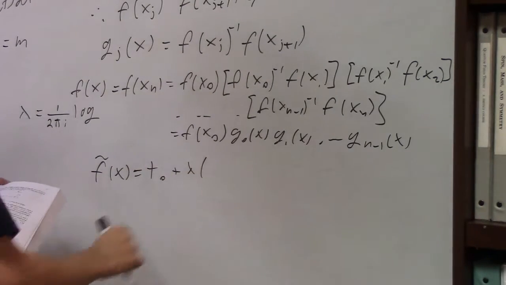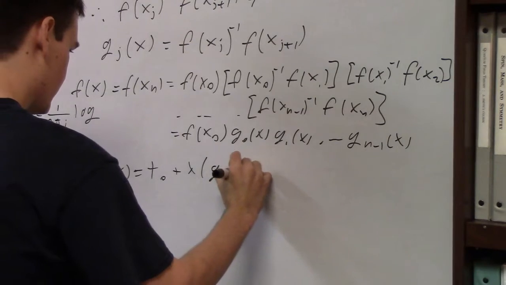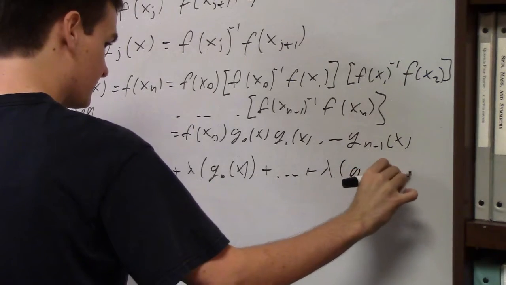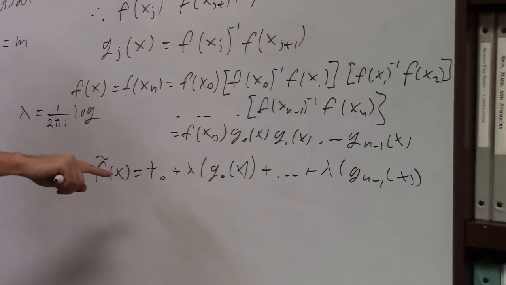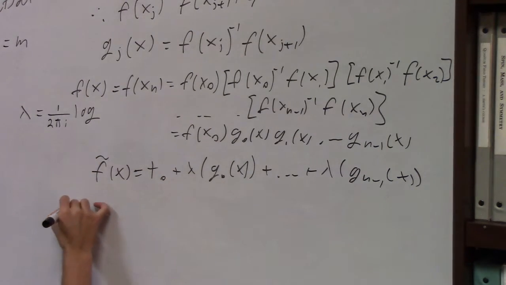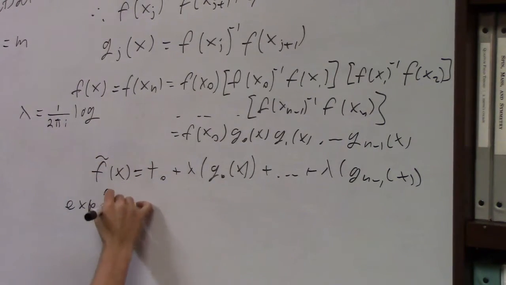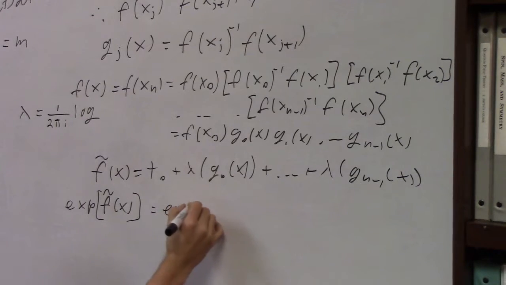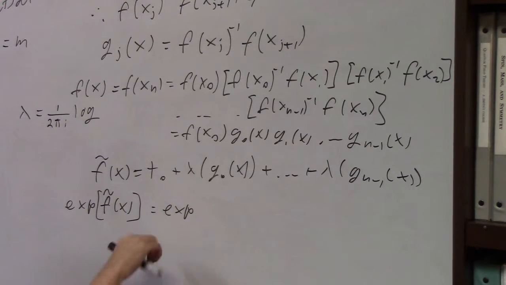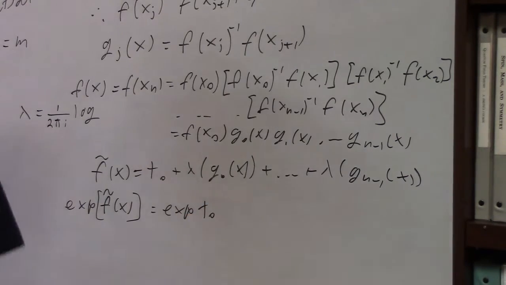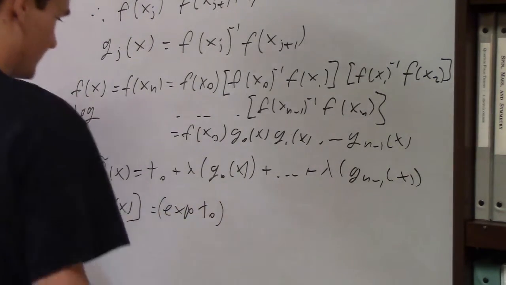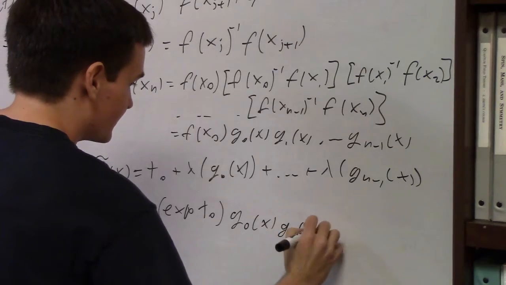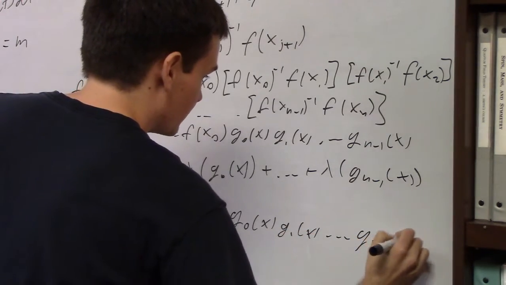So this is t naught, lambda of g naught of x, all the way up to lambda of g sub n minus 1 of x. Right. So when you take exp of this, exp of f tilde of x, you're just going to get, by the homomorphism property of exponentials, exp of t naught times exp of these lambda, which are inverse, so just g naught of x, g1 of x, all the way out to g n minus 1 of x.